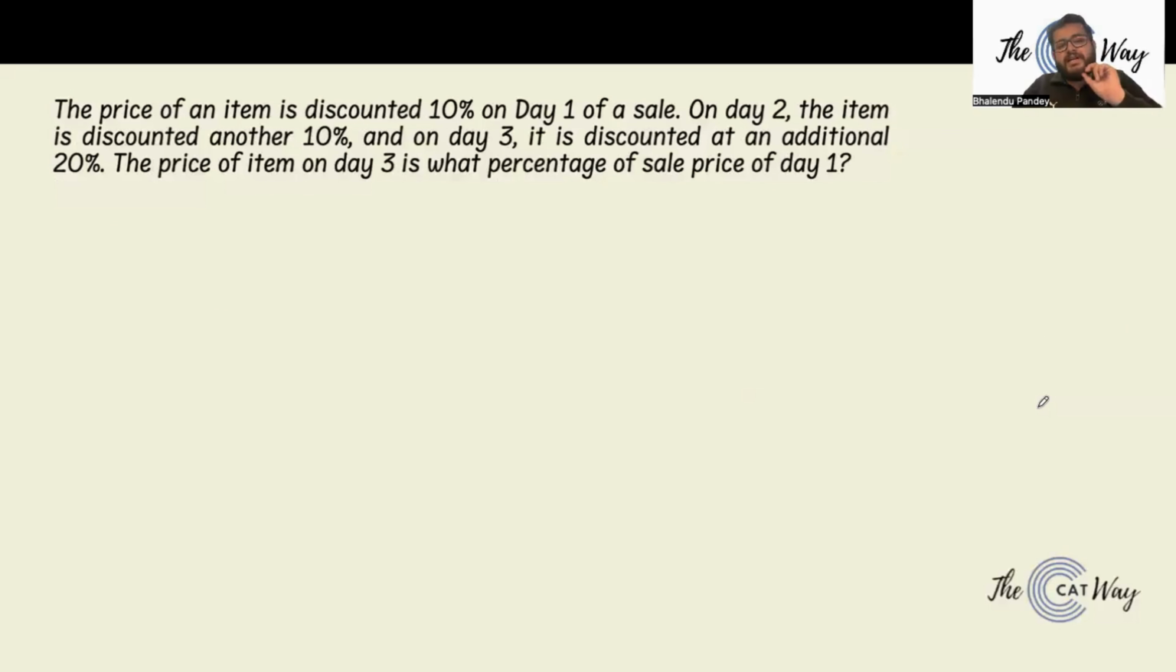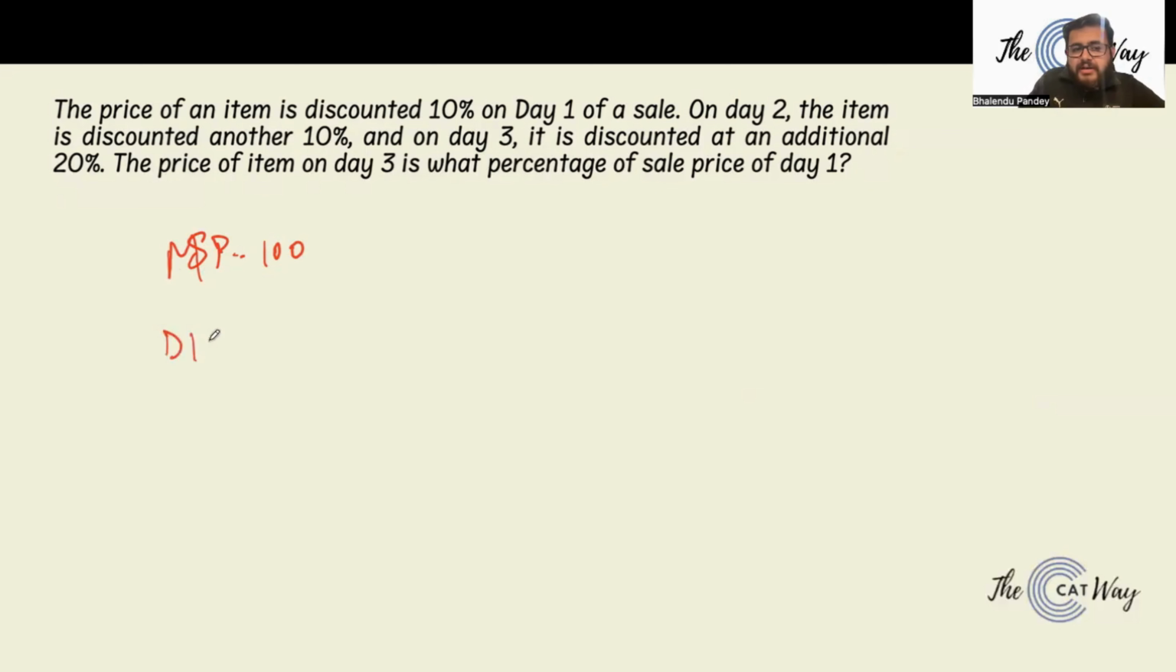So the price of an item is discounted 10% on day 1 of sale. On day 2, the item is discounted another 10%. And on day 3, it is discounted an additional 20%. The price of the item on day 3 is what percentage of the sale price of day 1? So let's say the mark price of the item is rupees 100.